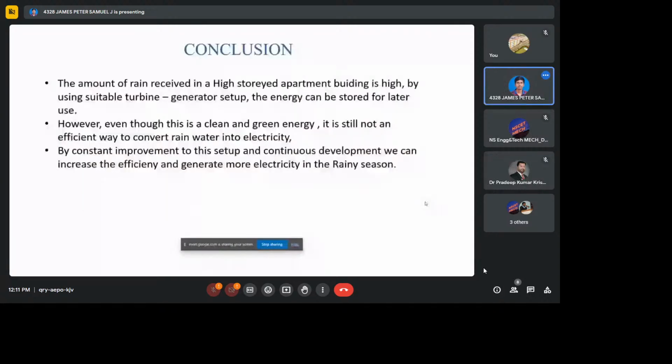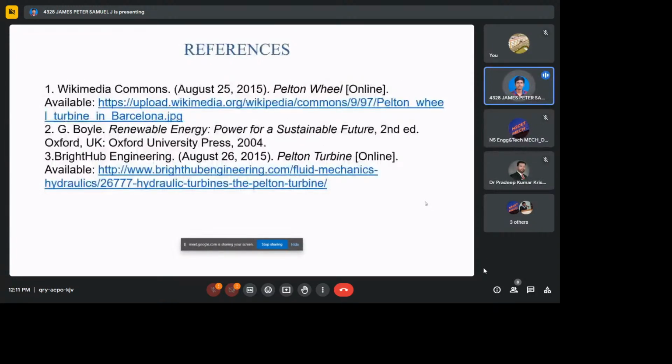Conclusion. The rain received in a high-rise building apartment produces sustainable energy that we can store for later use. By further improvement and continuous development, we can increase the efficiency and generate more electricity in the rainy season. For reference, we used Wikimedia, renewable energy, and Bright Hub.